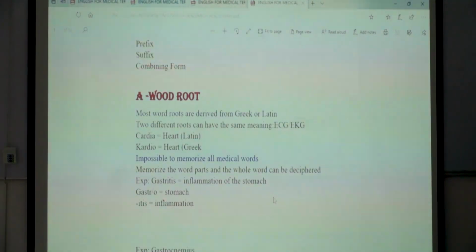Gastroenteritis. Gast means stomach, o is a vowel, the combining vowel. Enter means the intestine, and itis. So in this term we have root, vowel, root, suffix. Do you understand this? Or shall I repeat it? Okay.